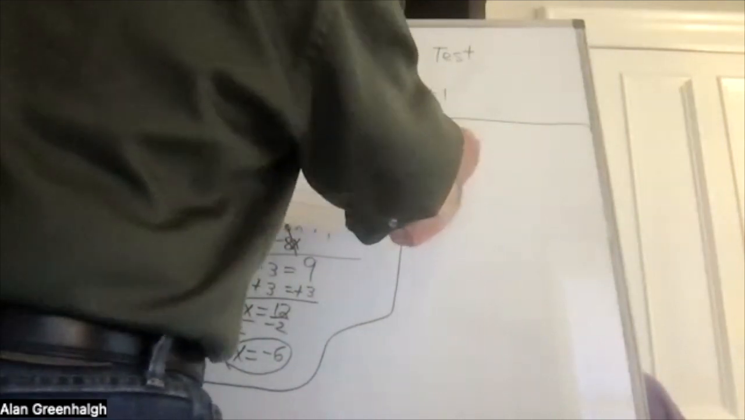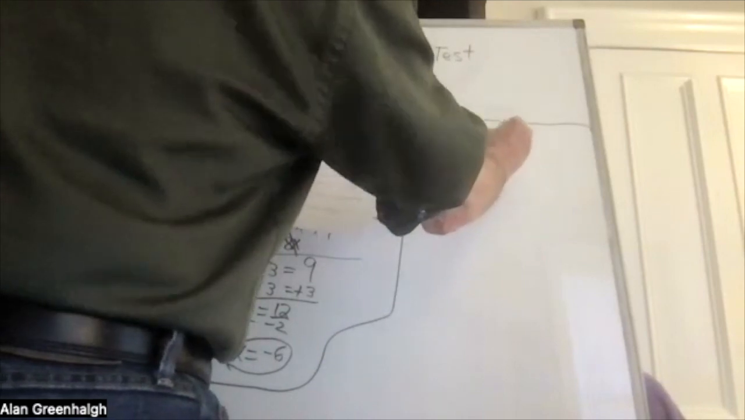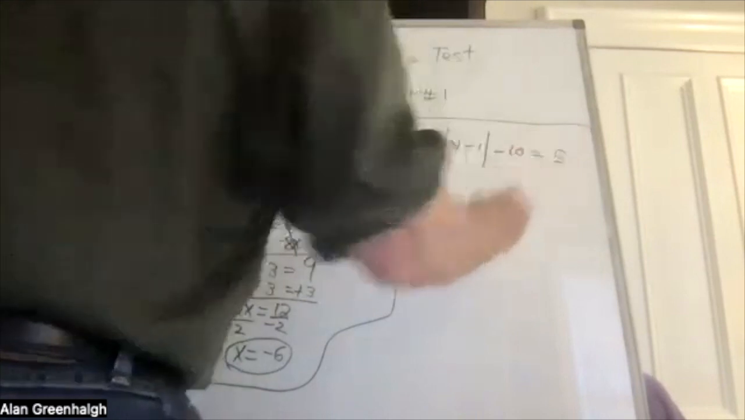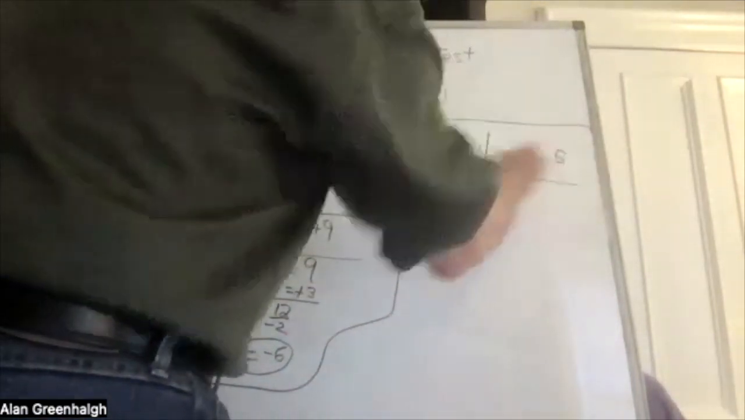3 times the absolute value of y minus 1, minus 10, is equal to 5. Once again, my first step is to.